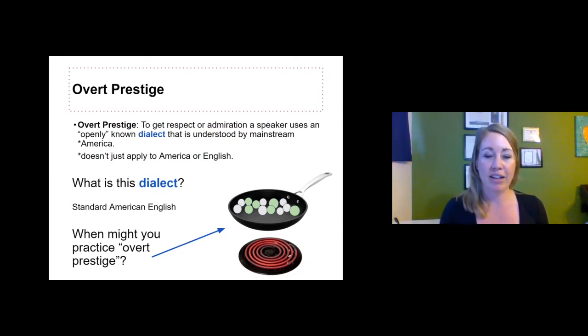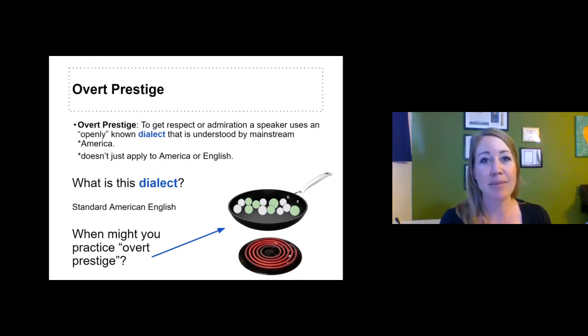We're going to use an openly known dialect, so something maybe educated, following the rules, so that we can get that respect or admiration. So the question is, when would you ever use overt prestige? When would you practice that? What's going to motivate you to turn up the overt prestige or the standard American English dialect, right? Some of the easiest quick grab answers are typically job interviews, right? Or your college writing assignments, maybe even in the college classroom, depending on the professor, you might practice a very standard, careful English, right? To get respect or to be seen as educated.